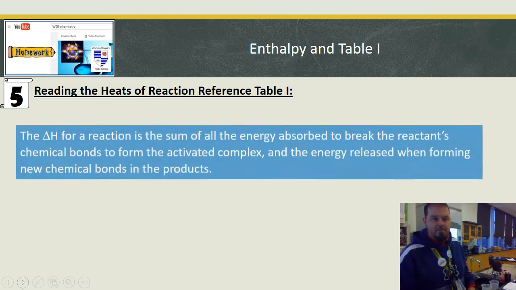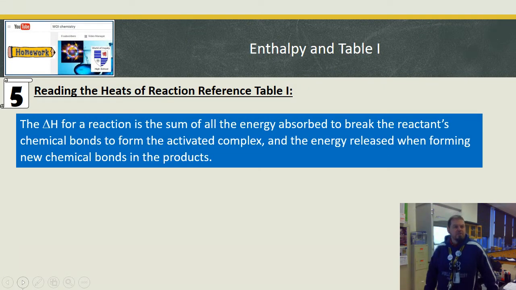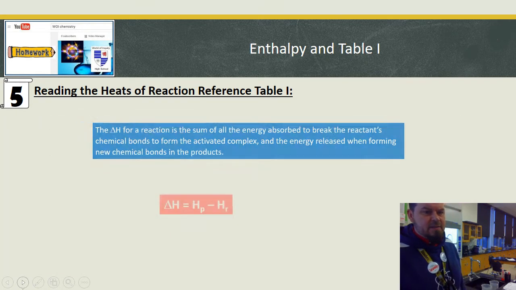Reading Table I. The delta H of the reactions is the sum of all the energy absorbed to break the reactants' chemical bonds to form the activated complex, and then the energy released when forming the new chemical bonds in products. I like this long, dragged out thing. This gives us a little bit more information about what's really going on and kind of what that activated complex is.